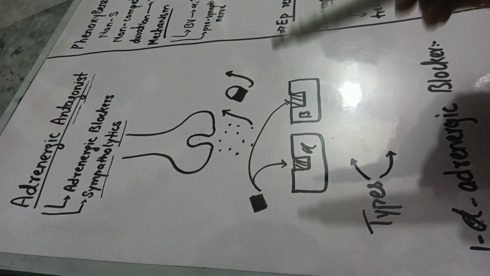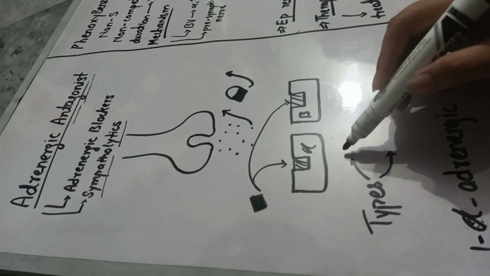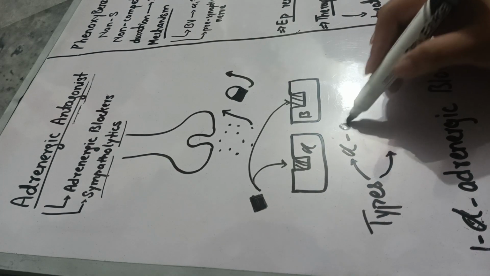Now we have two types of adrenergic antagonists. So first is the alpha adrenergic antagonist.